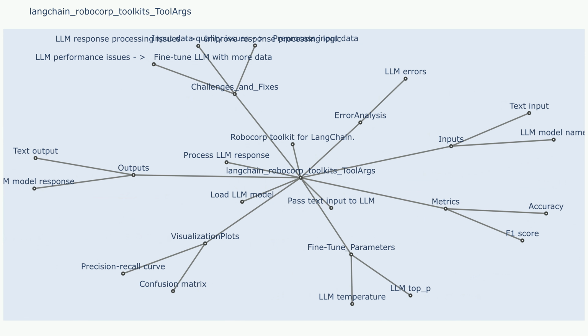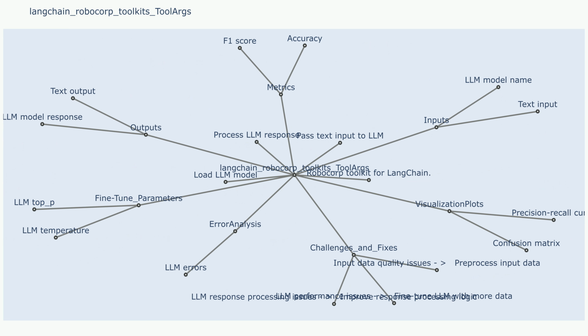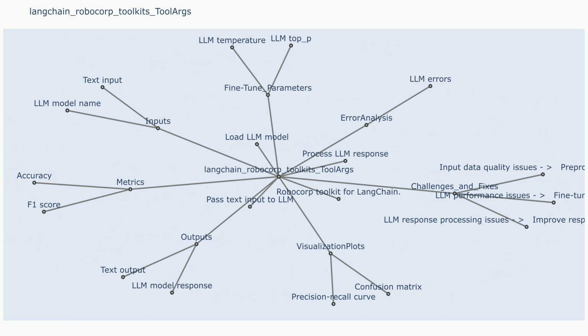Metrics: tool execution time: the duration taken to execute the tool with the provided arguments. Tool success rate: the percentage of successful executions of the tool based on the provided arguments. Visualization plots: tool parameter influence: a visualization plot showing how changes in different input parameters affect the tool's output. Tool output distribution: a visualization plot showcasing the distribution of output values obtained from the tool for various inputs.